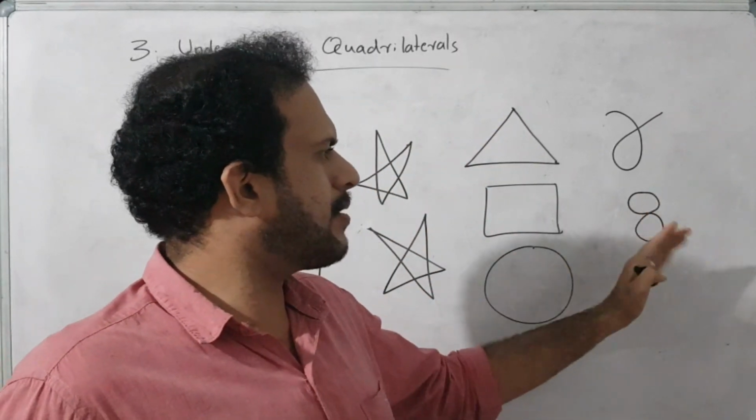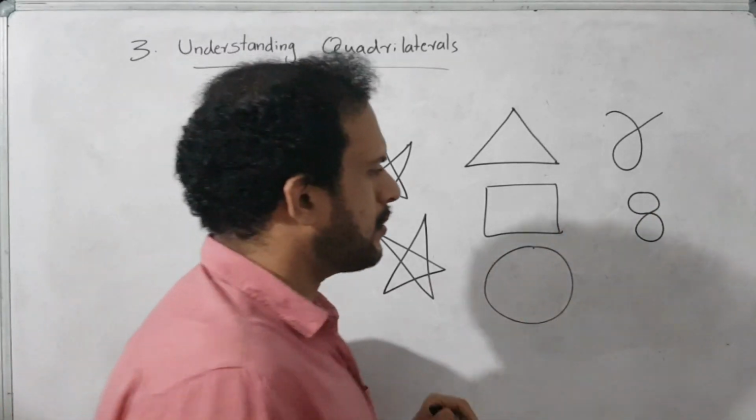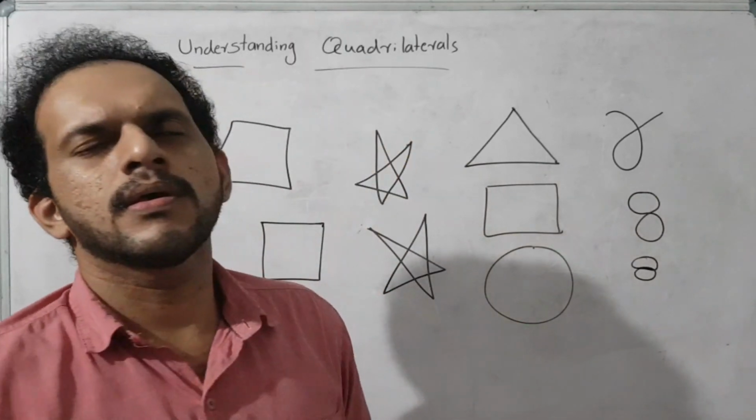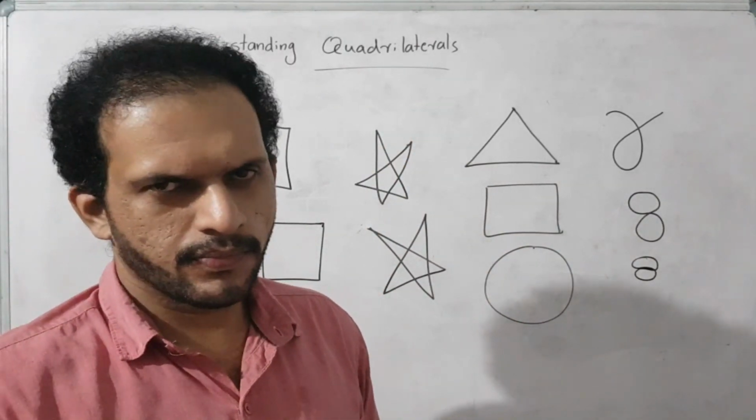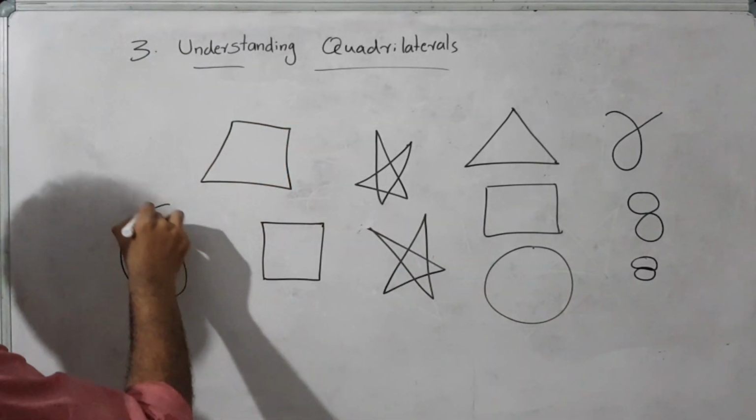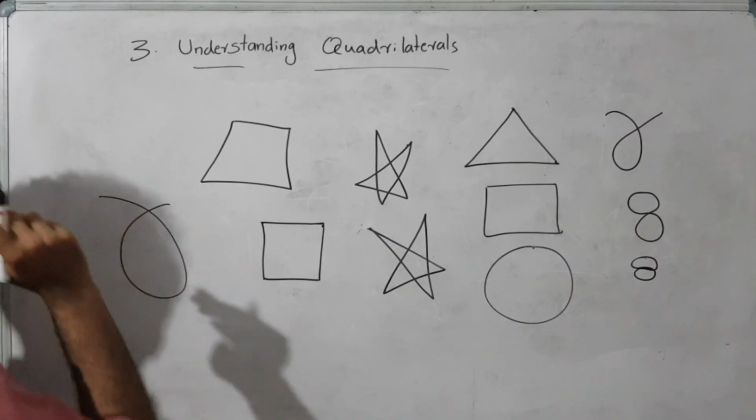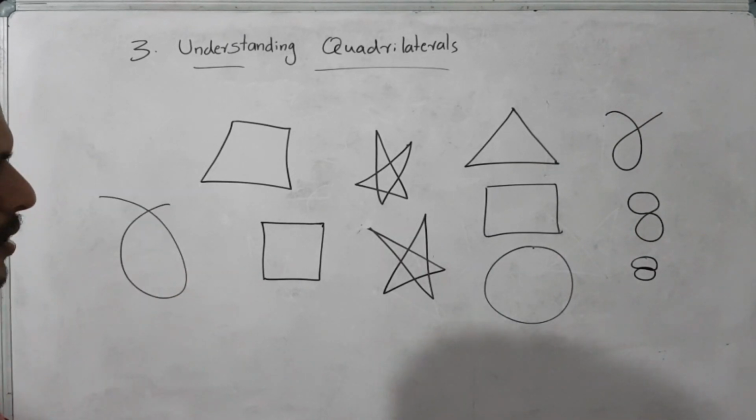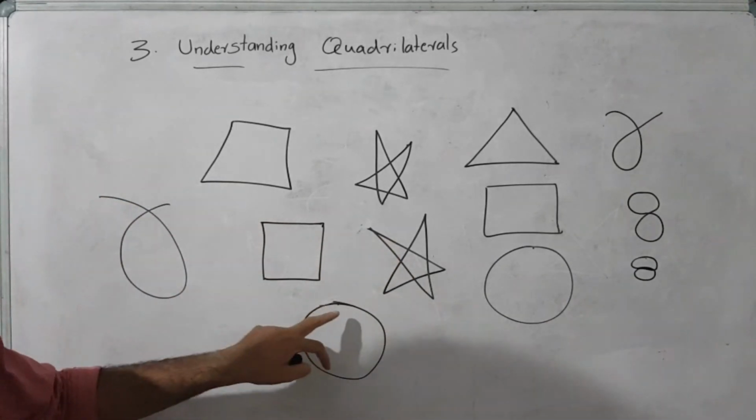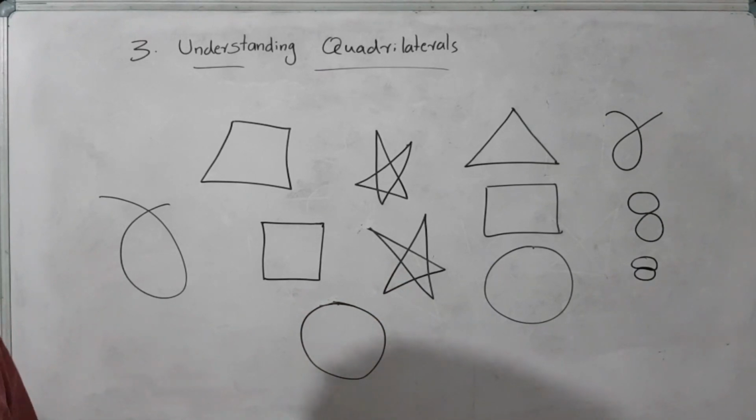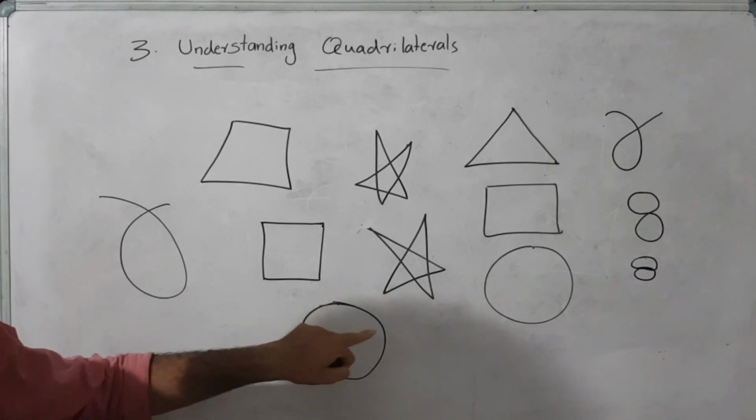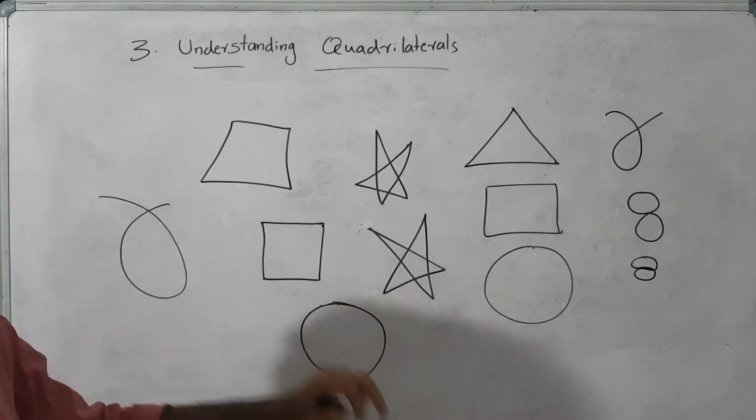In the number 8 there is no gap anywhere, correct? There is no gap but it is crossing, so this one is not a simple closed curve. Clear? If we draw a figure that is closed but its sides are crossing, it is not a simple closed curve. But if you draw like this, it is closed, there is no gap anywhere, so it's a closed curve, and the sides are not crossing, so this one is a simple closed curve.